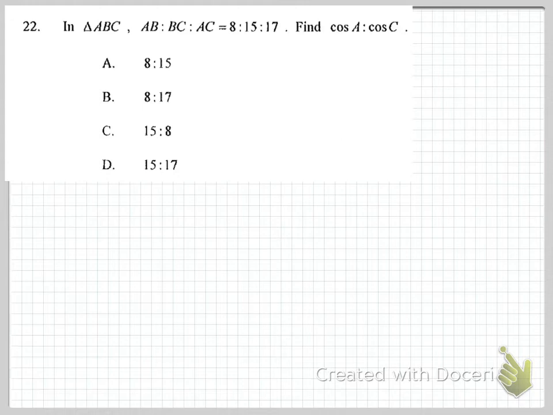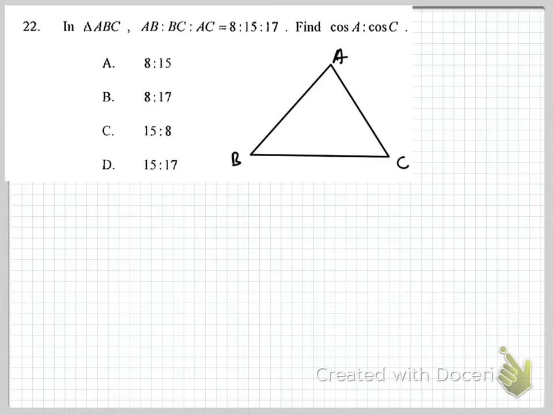Now let's take a look at this one. There's a big trap in this question. So we have the triangle ABC, and the side ratio is 8, 15, and 17. Though it says it's a ratio from 8 to 15 to 17, we can just let the sides be 8, 15, and 17. We want to find the ratio cosine A to cosine C.